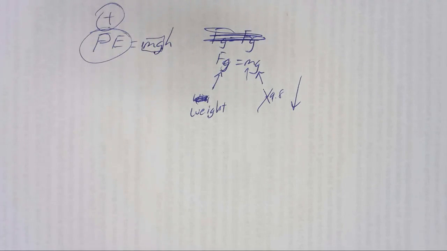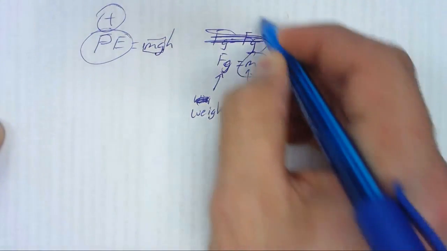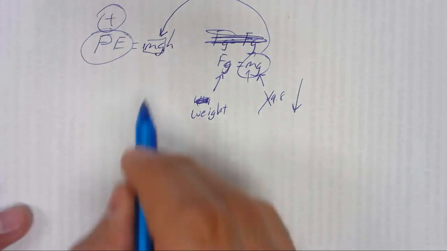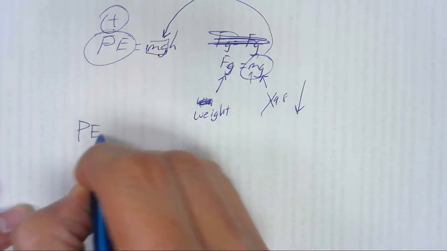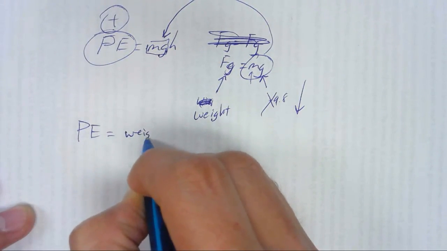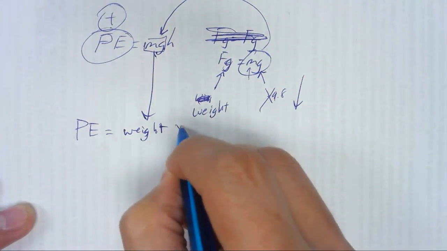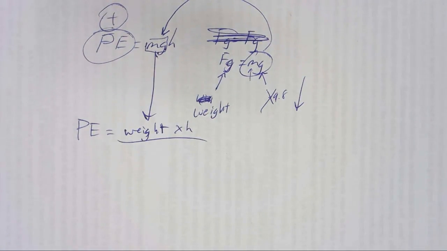So the point is, mg is also what we see right here. In other words, all potential energy really is the magnitude of your weight. You're going to take your weight, because that's mg, and multiply it by however high you are above the Earth's surface. So potential energy is weight times height.